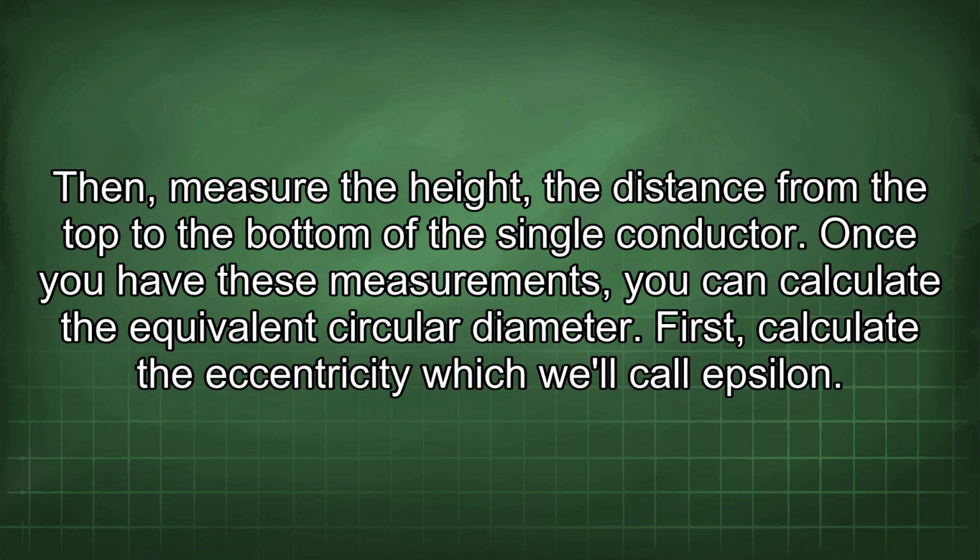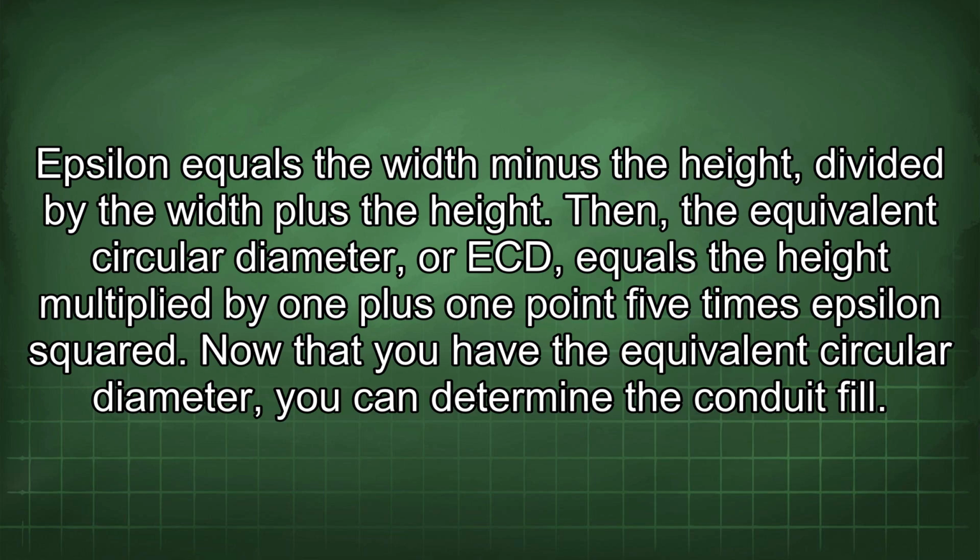First, calculate the eccentricity, which we'll call epsilon. Epsilon equals the width minus the height, divided by the width plus the height. Then, the equivalent circular diameter, or ECD, equals the height multiplied by 1 plus 1.5 times epsilon squared. Now that you have the equivalent circular diameter, you can determine the conduit fill.